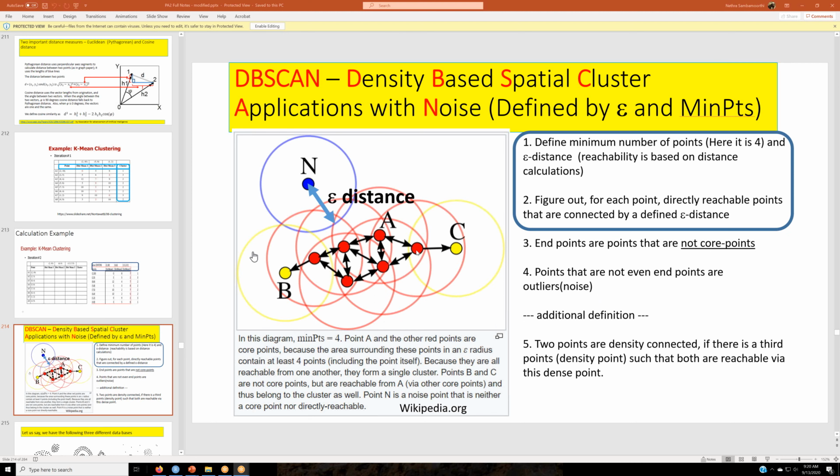Let's take this one. If it contains a minimum of 4 points, then it is called a dense point. That's why it is red in color. Is that correct, everybody? Let's move to this one. Okay, so this one contains 4 points minimum.